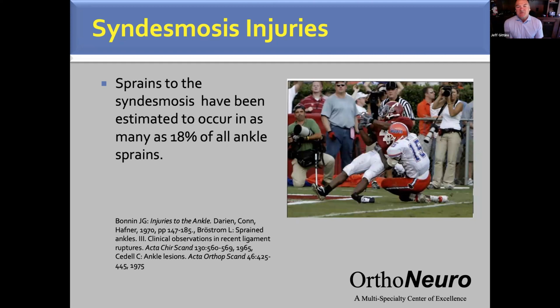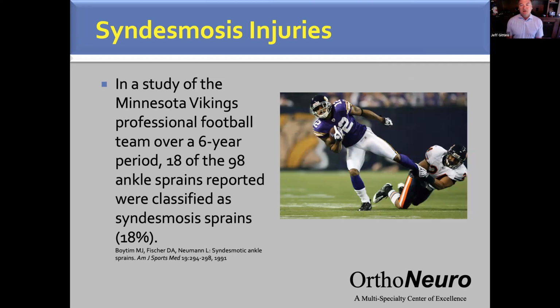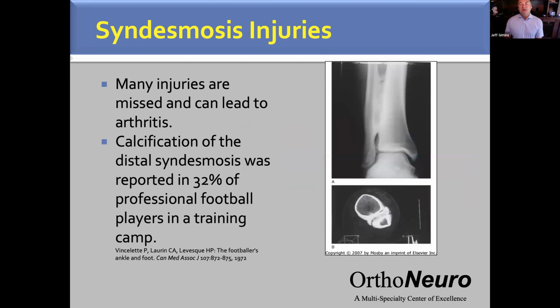Sprains of the syndesmosis have been estimated to occur in as many as 18% of all ankle sprains. Minnesota Vikings did a study over a 6-year period, and 18 of the 98 ankle sprains reported were classified as syndesmotic sprains, otherwise known as a high ankle sprain. These are subtle, so you have to be really cognizant of them and be suspicious that that may be going on, because in the long term, if a syndesmosis or a high ankle sprain is missed, it can lead to arthritis between the two bones in that joint space.